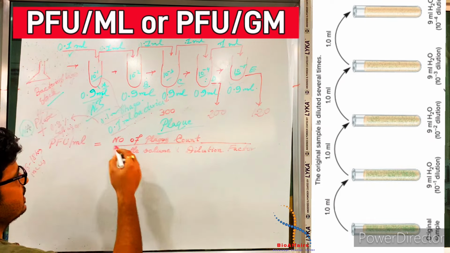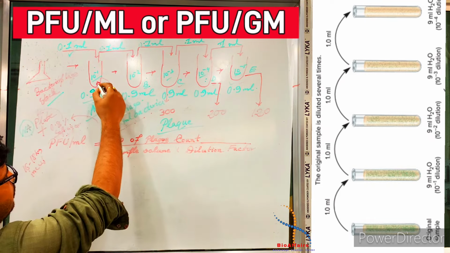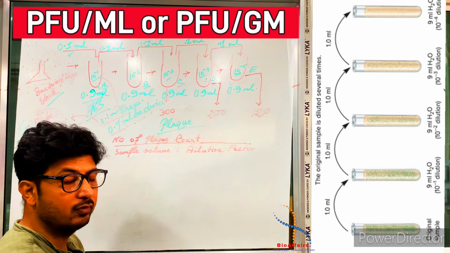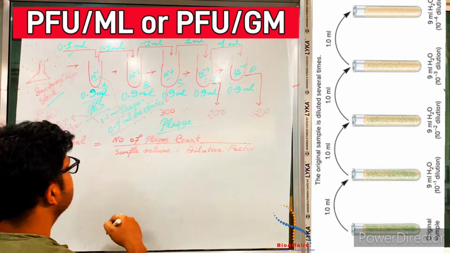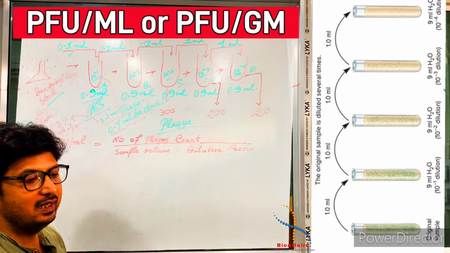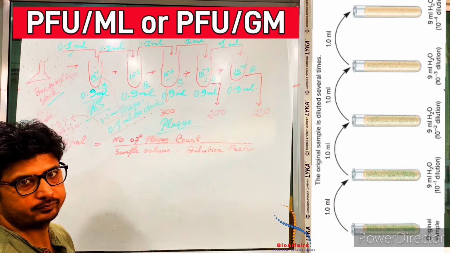So likewise in the CFU, if you remember, the 10 to the power minus 1, 2 will not give you a single colony, it will give you a confluent growth. Here in case of PFU, you will get a clear nutrient agar plate.